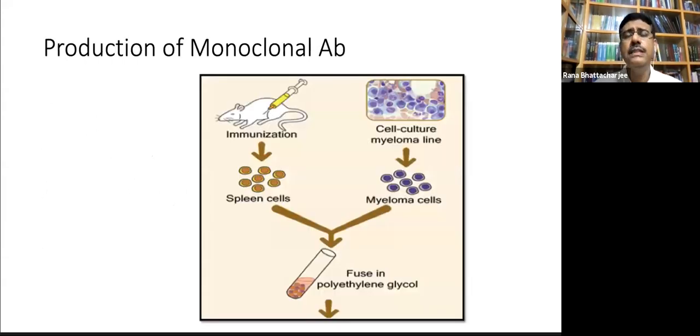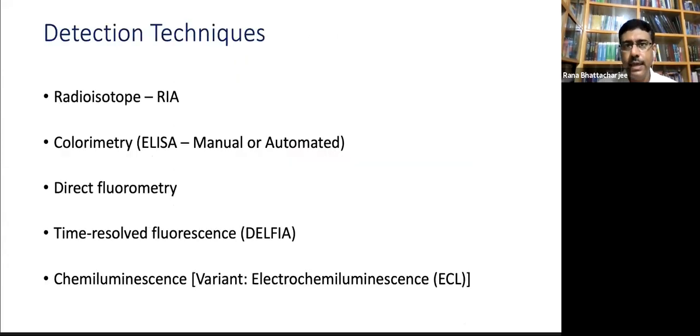Now, depending on this tracer and detection technique, we classify the immunoassays. So whenever the radioisotope is used, we call it RIA or radioimmunoassay. When colorimetry principle is used, we call this ELISA, which can be manual, automated, or even semi-automated. We can use direct fluorometry, so immunofluorescent assays, they are called. You have also heard about DELFIA, which is used, for example, in a heel prick sample TSH measurement.